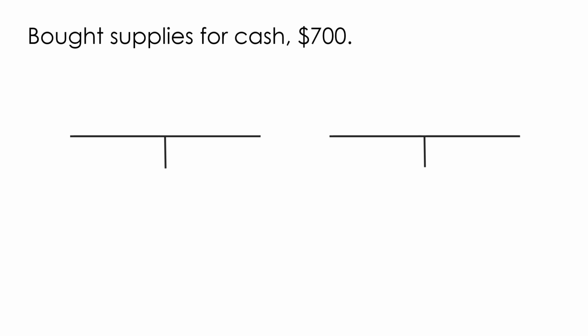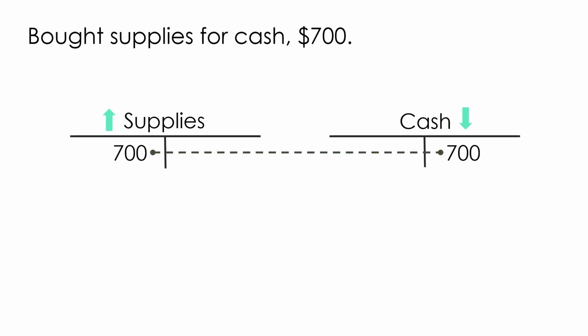In this transaction, we debit the supplies account with $700 to reflect the increase in assets as more supplies are now available, and credit the cash account with $700 to reflect the decrease in assets, since cash was used to pay for the supplies.